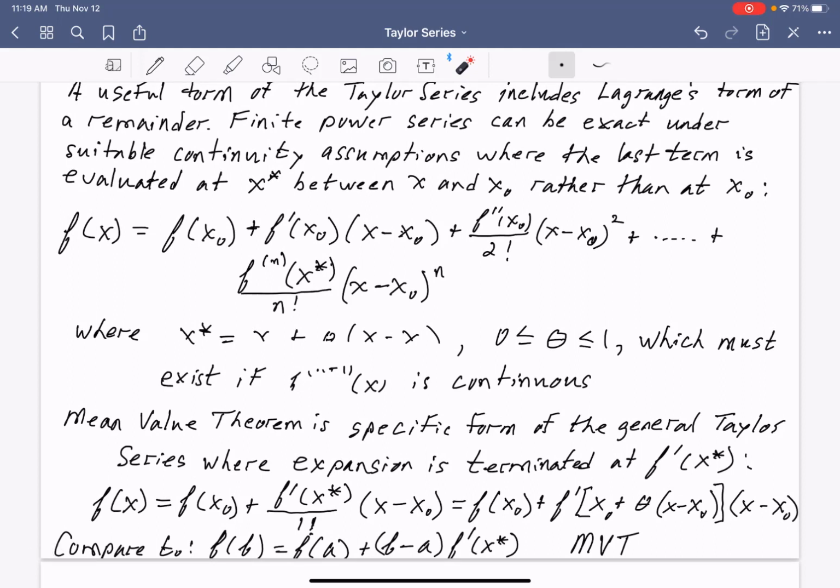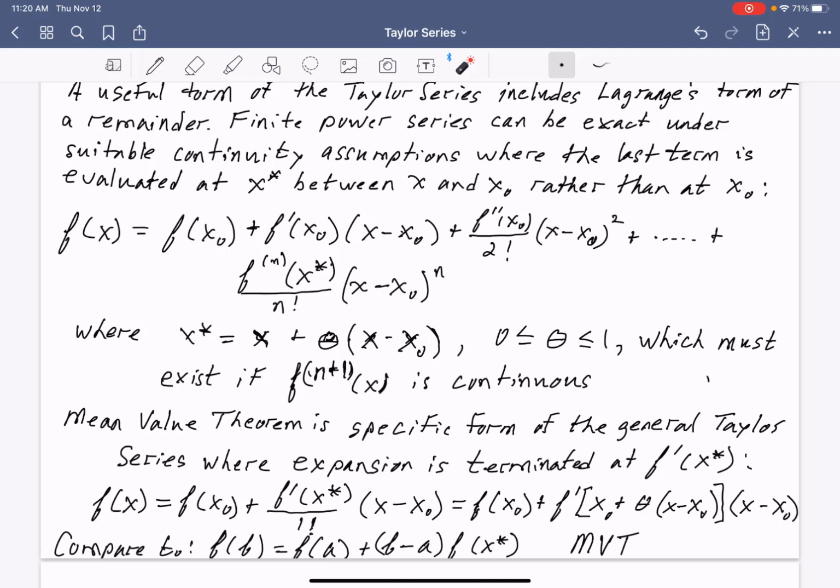So the mean value theorem then is a specific form of the general Taylor series where the expansion is terminated at the first derivative evaluated at x star. So it looks like this. f(x) is the function evaluated at x naught plus the first derivative of the function evaluated at this x star, where x star is determined as x naught plus theta times (x minus x naught), all multiplied by (x minus x naught).